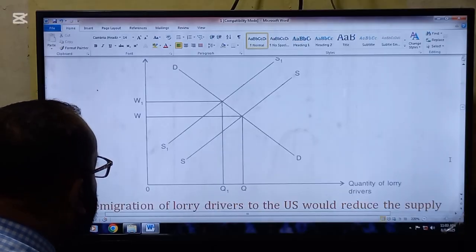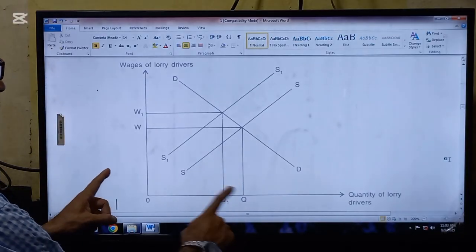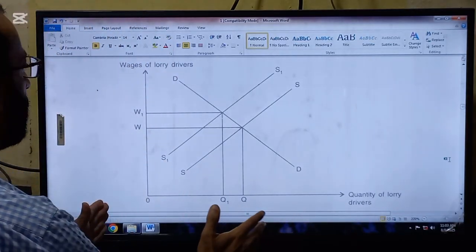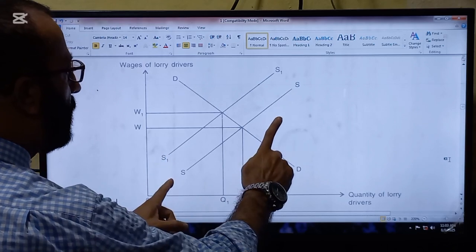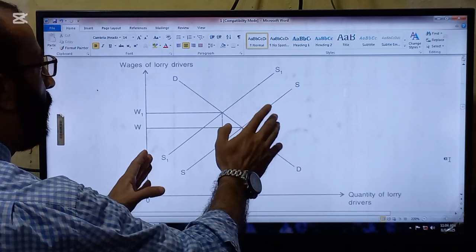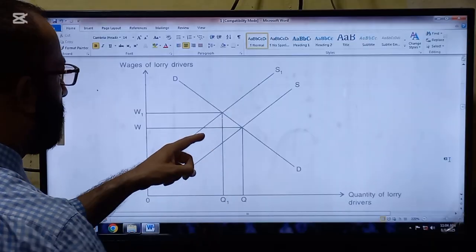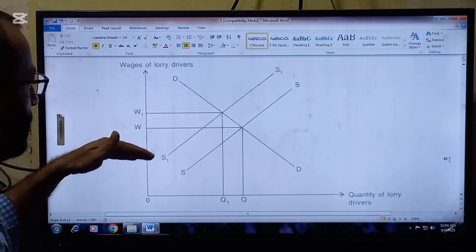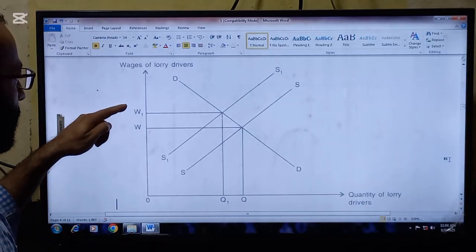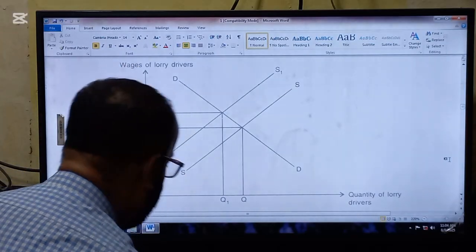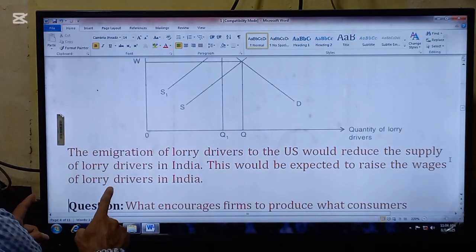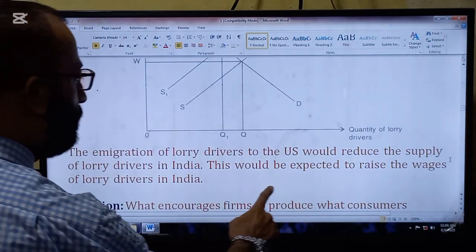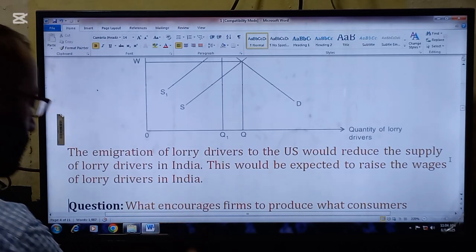So look now, this is the diagram. Wages of the lorry drivers and quantity of the lorry drivers in India. Definitely there will be a shortage of supply, so the supply curve will move inward, towards the left. Because of this there will be pressure on the equilibrium wages of the truck drivers in India to reset at a new equilibrium wage that will be higher than the previous equilibrium wage. The immigration of lorry drivers to the US would reduce the supply of lorry drivers in India. This would be expected to raise the wages of the lorry drivers in India.